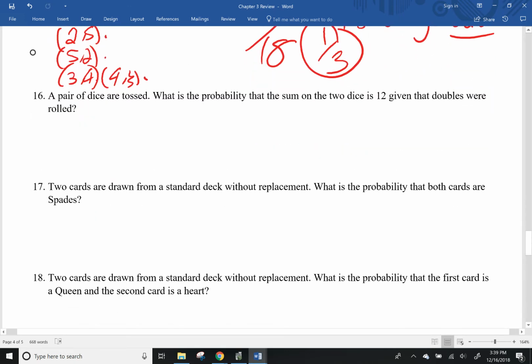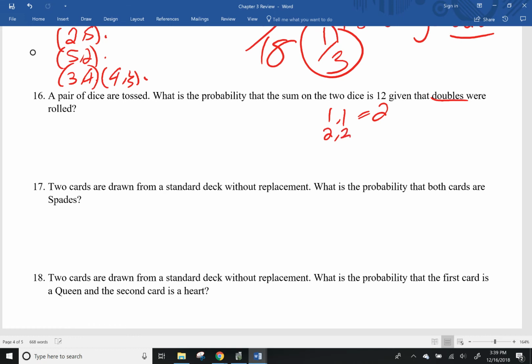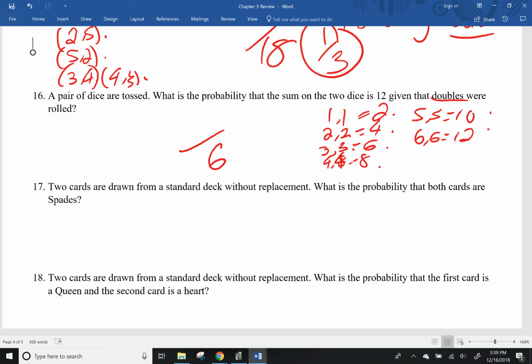A pair of dice are tossed. What is the probability that the sum of the 2 dice is 12, given that doubles are rolled? So the only doubles that exist are rolling a 1 and a 1, which is the sum of a 2. You can roll a 2 and a 2, which is the sum of 4, a 3 and a 3, which is 6, a 4 and a 4, which is 8, a 5 and a 5, which is 10, or a 6 and a 6, which is 12. So there's only, count them, 6 ways to roll a double.